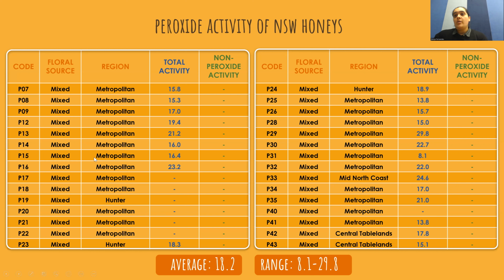So in wound gel and ointments, honeys with activity 18 or above are generally used. So you can see that these mixed flora honeys are really quite active, with the average being 18.2. So this seems to hold true to what we would expect based on the previous information.